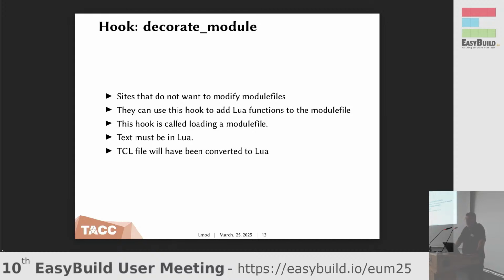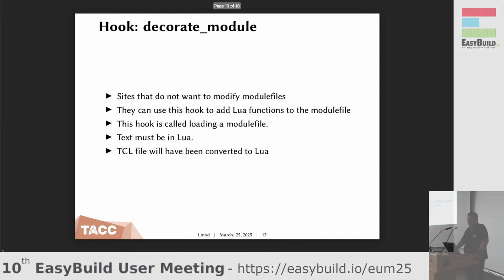They can use this hook to add Lua functions to a module file. This hook is called on loading any module file. So you have to figure out, okay, if this module file is a Spack module, I want to add a property to it. So you have to check the path or the name or something and add text to it. The text must be in Lua. Even if the module file itself was written in TCL, by the time this function is called, the module file has already been converted to Lua. Again, if you have the text, you can always copy it someplace and modify it. It was a kind of cool thing to add, and I like the name, so we got it.